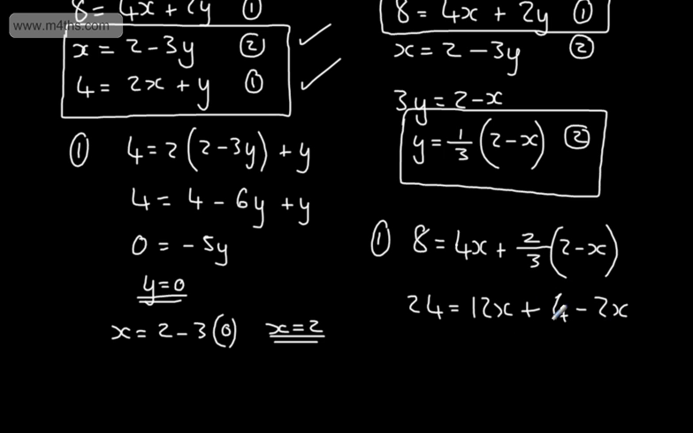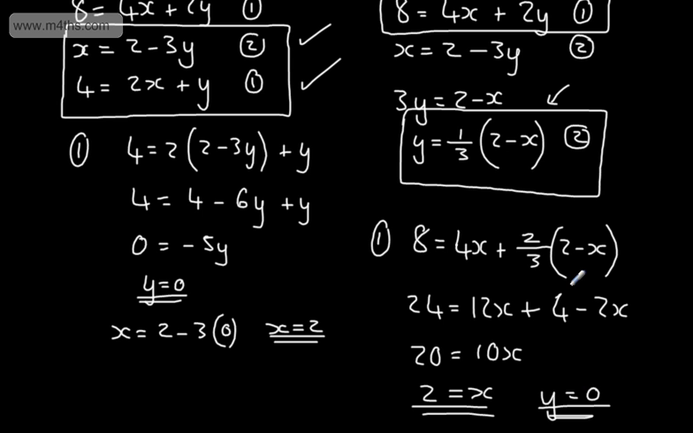So from here, what we can say is the following. We've got on here that subtracting the 4 from both sides, 20 is going to be equal to 12x minus 2x, which is going to give me 10x. Dividing both sides by 10, x is going to be 2. So we can see that that works that way. Now if we substitute in x is equal to 2 here, 2 minus 2 is going to give me 0, 1/3 of 0, y is going to be equal to 0.